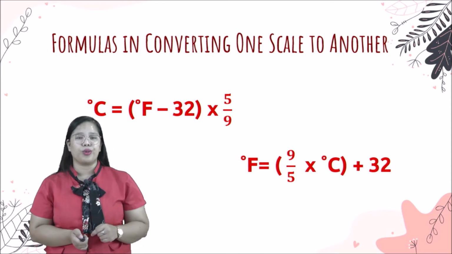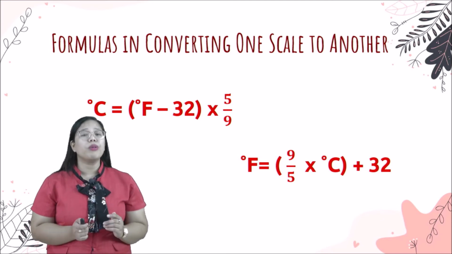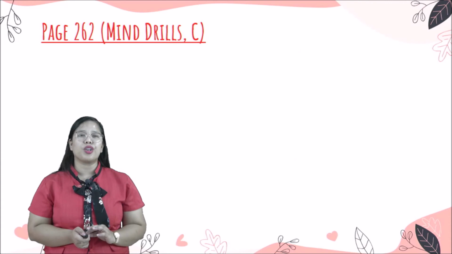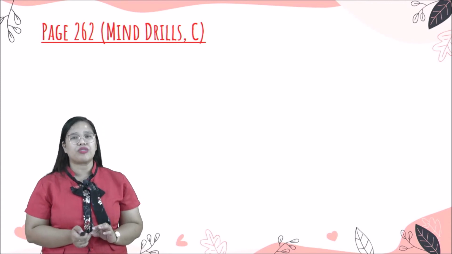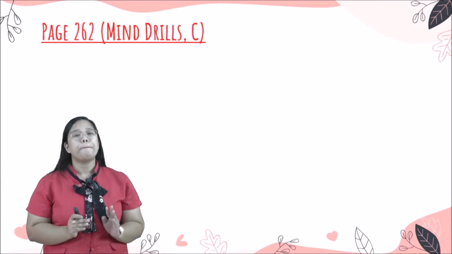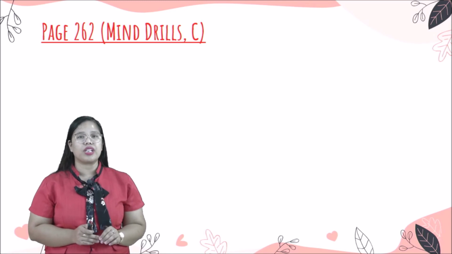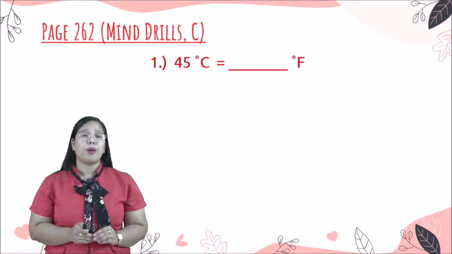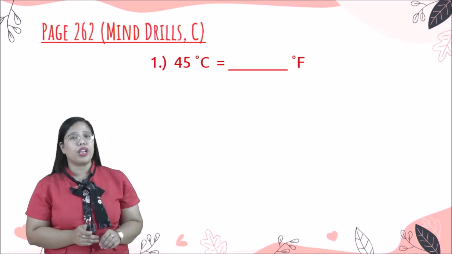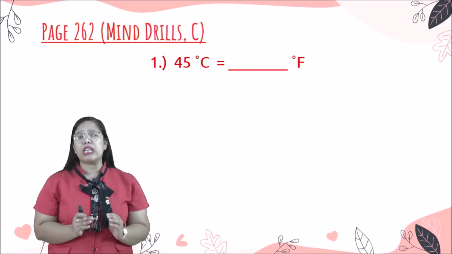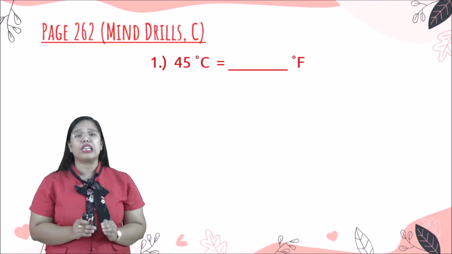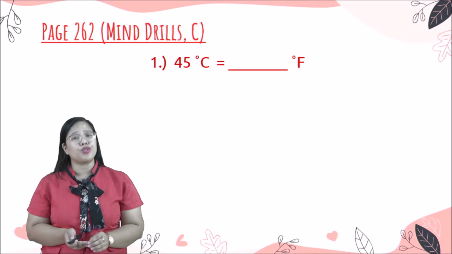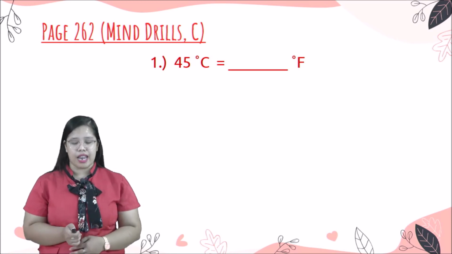Always remember those, kids. So now, we will answer some of your activities in your books. Let's answer page 262, Mind Drills, letter C. Again, page 262, Mind Drills, letter C. The first number that we will be answering is 45 degrees Celsius. So we will convert degrees Celsius to Fahrenheit. Again, 45 degrees Celsius equals blank Fahrenheit.